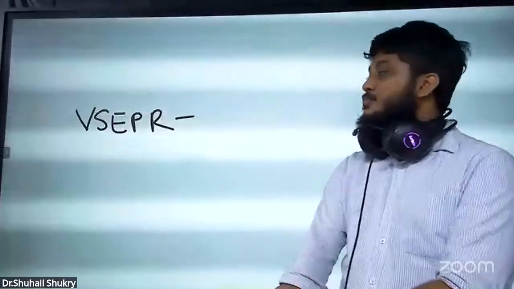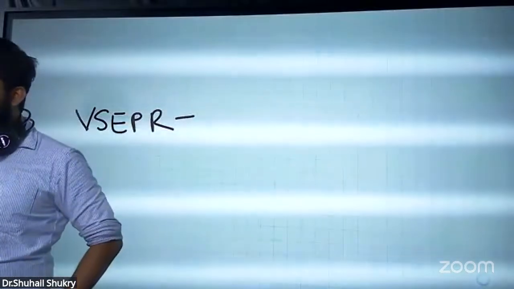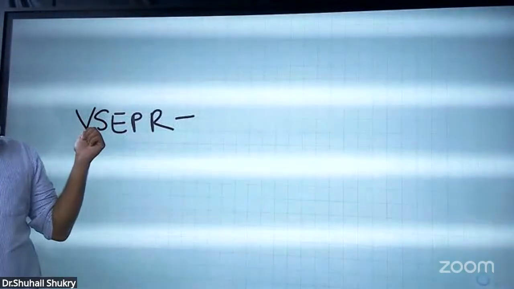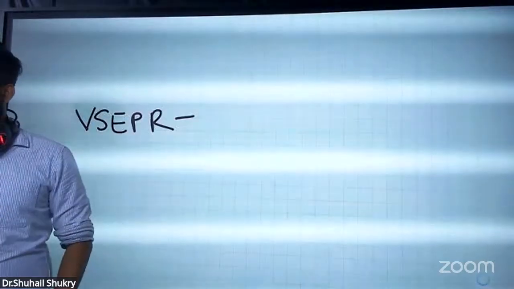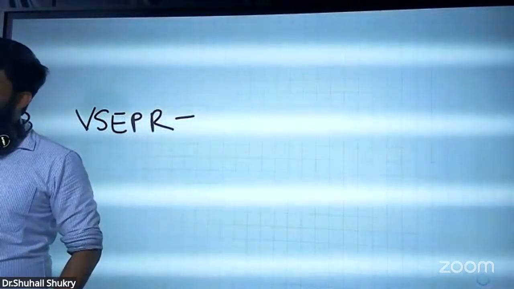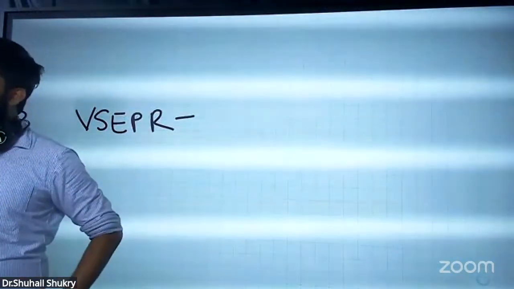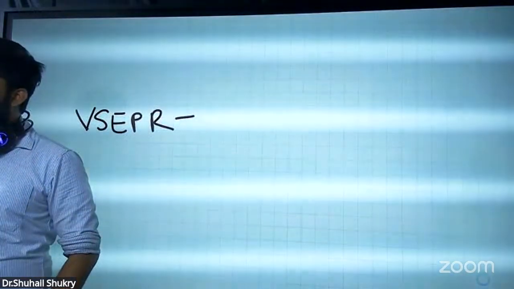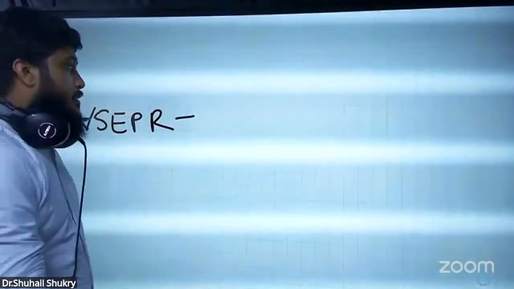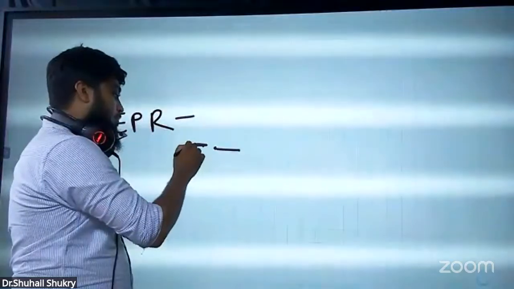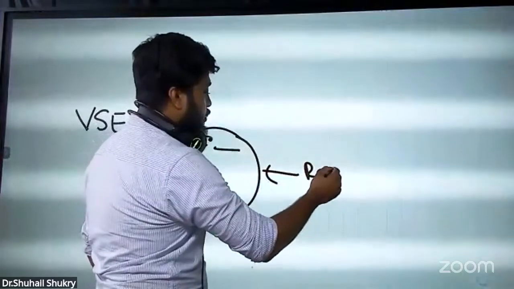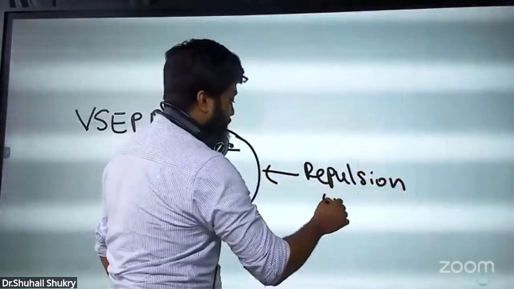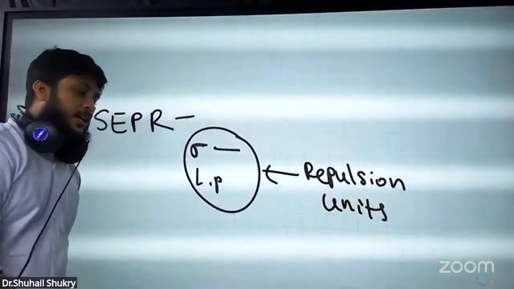Right. Okay. So, under VSEPR theory, this actually means valence shell electron pair repulsion theory: V for valence, S for shell, E for electron, P for pair, R for repulsion. In this theory, they tell us that these sigma bonds and these lone pairs are known as repulsion units.